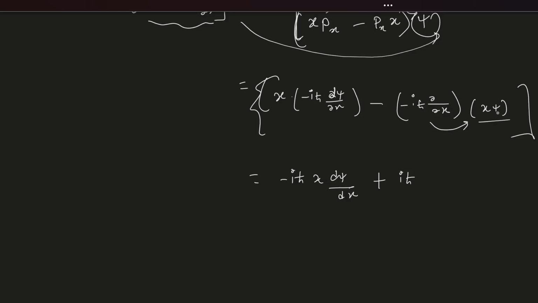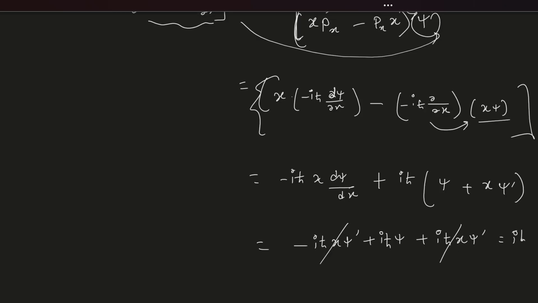Now del x of psi into x gives you the first derivative on x keeping psi independent, which is simply psi, plus keeping x independent and taking the derivative on psi, which is x psi prime, where psi prime is d psi dx. So what you get is minus i h cut x psi prime plus i h cut psi plus i h cut x psi prime. So this cancels out and you get simply i h cut psi. So finally you get that x px operated on psi is equal to i h cut psi.